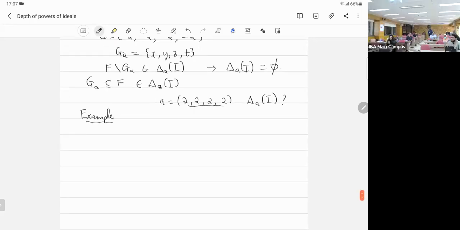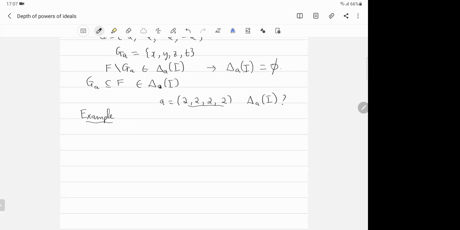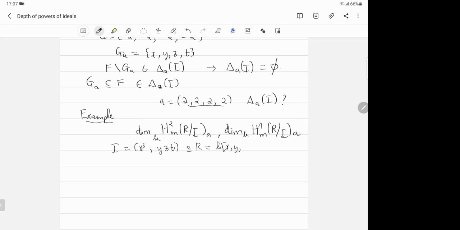So maybe what we can do now is the following. We try to compute the following. This and this, where again I and R are as above, and A is one of the two first derived.